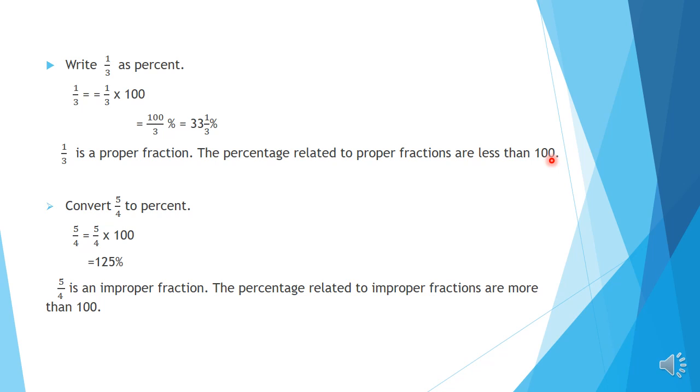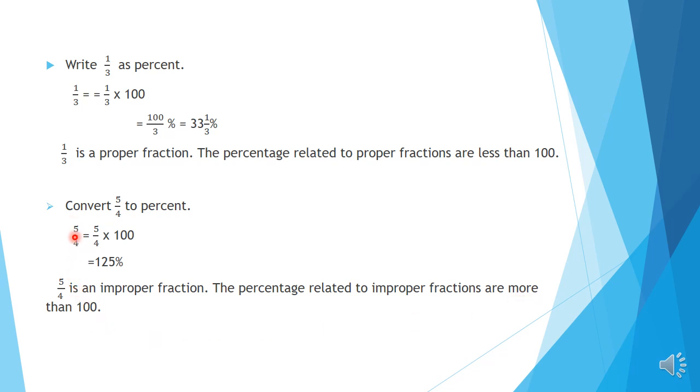Okay children. Now another example, see, convert 5 by 4 to percentage. So 5 by 4, here it is an improper fraction. The procedure is the same, we have to multiply by 100. So 4 in 100 goes 25 times, 25 into 5 is 125. So 125 percentage. 5 by 4 is an improper fraction. The percentage related to improper fractions is more than 100.